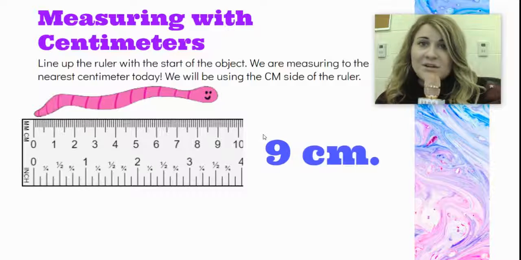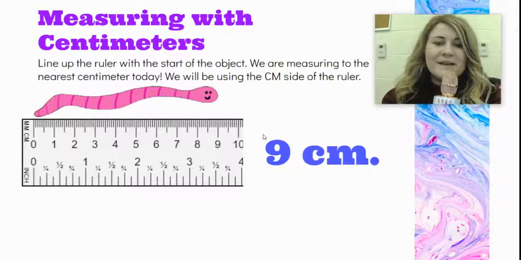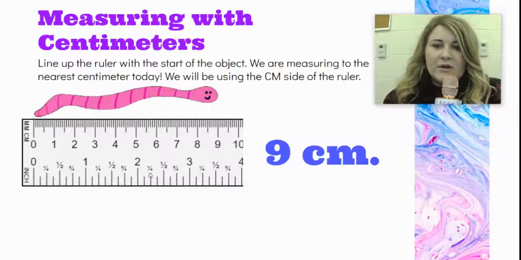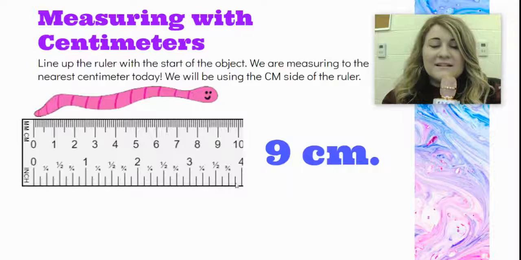So like I said, measuring in centimeters is easier because you are not having to worry about the half marks in 3rd grade. Later on, you might have to worry about those half marks, but right now we're just looking at the big numbers up here. And if we were to measure him with inches, we could look down here at how long he would be, and he would fall right at about the 3.5 inch mark. So again, centimeters are smaller than inches.